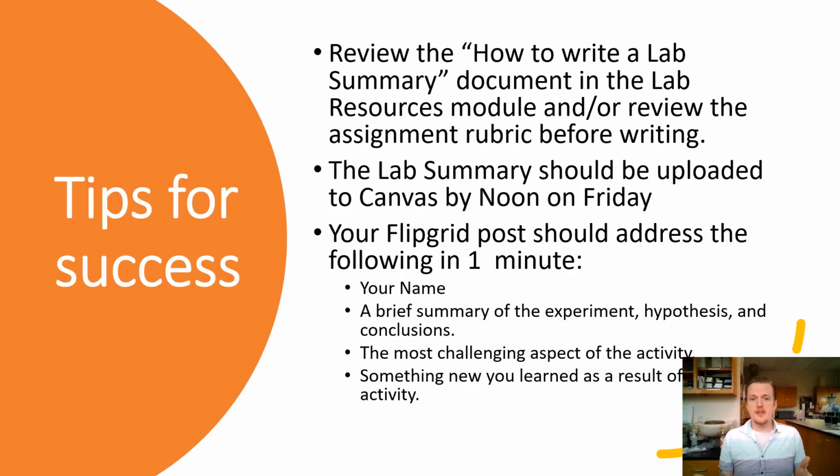So some tips to make sure that you do as well as you can. I've said it before, and I'm going to say it a second time, which means you know it's important. Review the How to Write a Lab Summary document on Canvas, and review the rubric before you write your lab summary. The rubric will have exactly what you need to do to get a good grade on it, and so if you just follow the rubric and follow the document, you will be successful in this assignment. The lab summary should be uploaded to Canvas by noon on Friday. I would advise not procrastinating, because if you upload it at 12:30 on Friday after having a lot of trouble throughout the morning, I still can't grade it because the assignment will be closed.